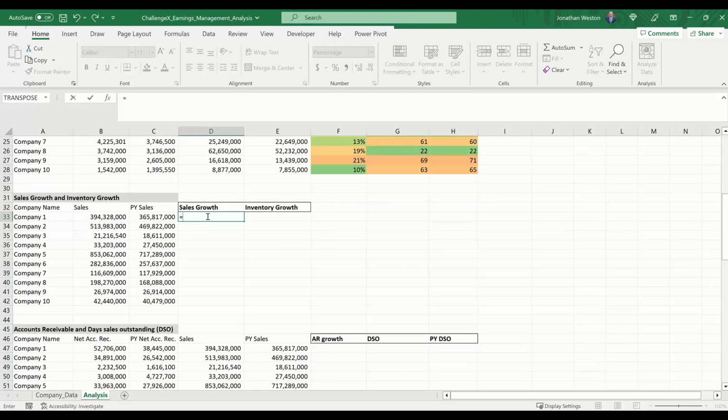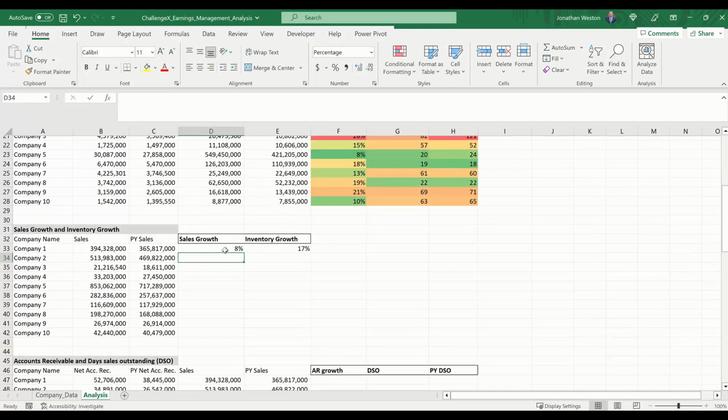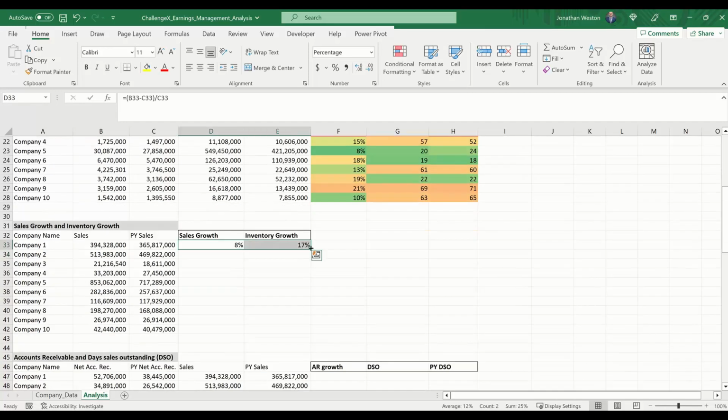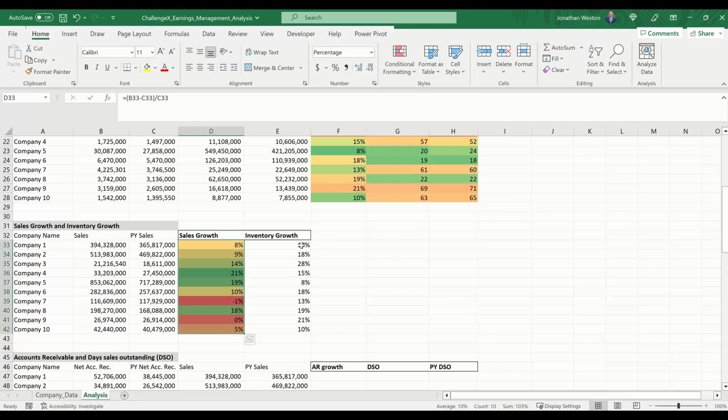Sales growth is the current sales minus the previous sales, divided by the previous sales. And then inventory growth we already calculated in the previous test, and we can just reference it there. Sales growth is good, so we'll do the green, yellow, red scale, and inventory growth we will stick with red.